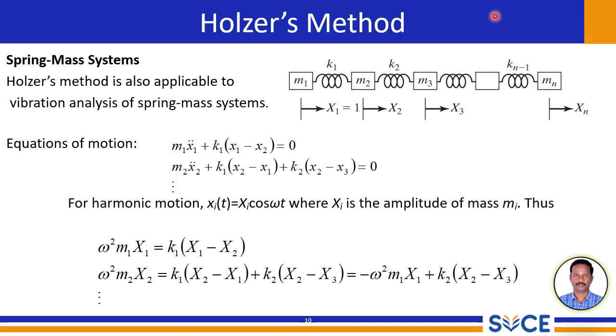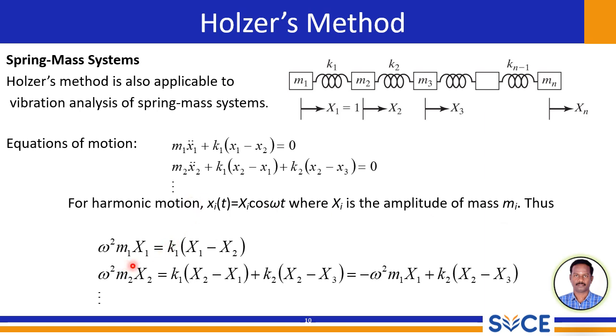To solve this, we assume a harmonic motion such that x of t equals capital X suffix i cos omega t, where capital X suffix i is the amplitude of the mass m with suffix i. That means for mass m1, x will be x1 and m will be m1. If it is mass 5, it means x5, m5. As you can see, the form of this equation is quite similar to what we encounter with the torsional system, involving the square of the frequency, that is omega square.